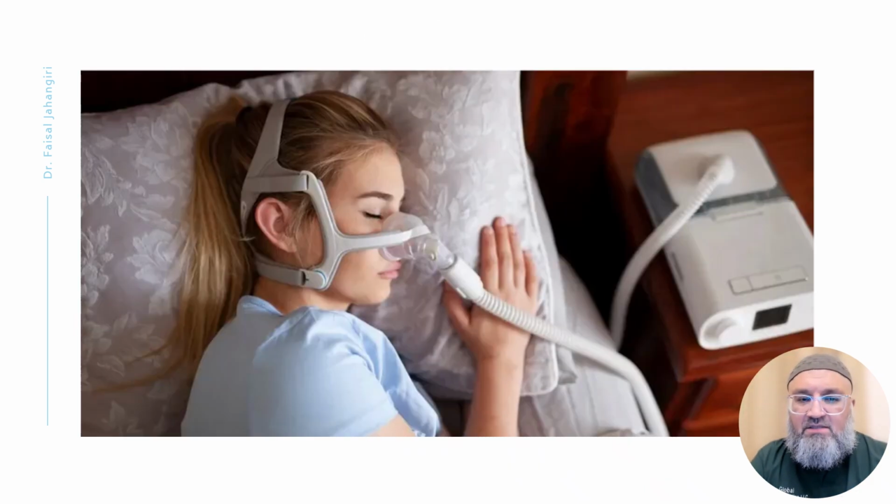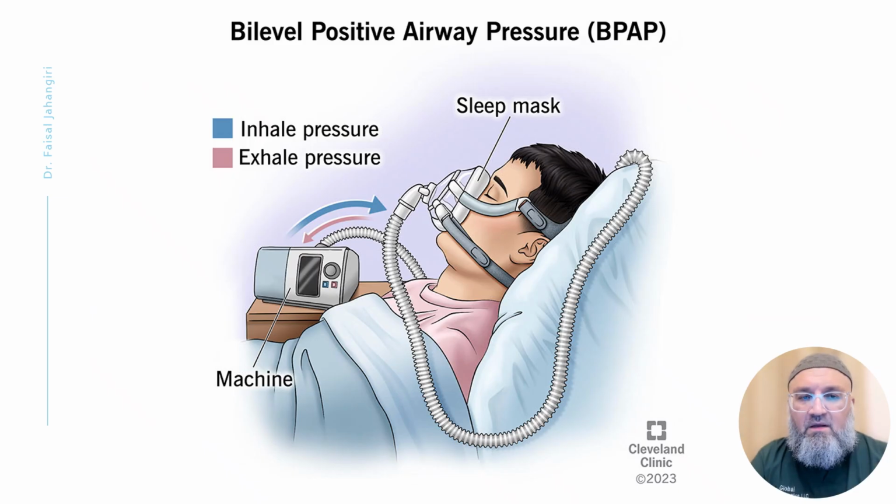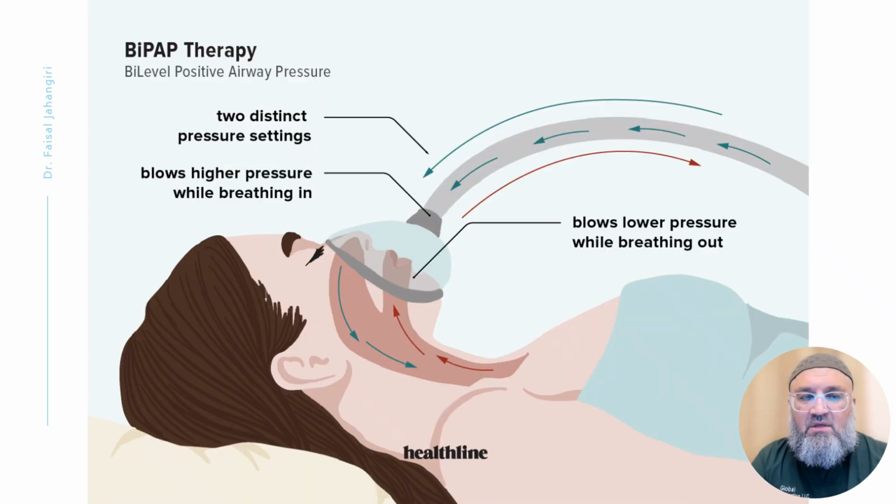This is another device, a picture of a device. Different manufacturers have different devices and different fittings, and one person may be comfortable with one but not the other. Then this is BiPAP, which has two levels of pressure, inhalation and exhalation: high pressure during breathing in and low pressure when breathing out. So again, there are two different pressures, and it blows higher pressure when the person is breathing in, and low pressure when breathing out.